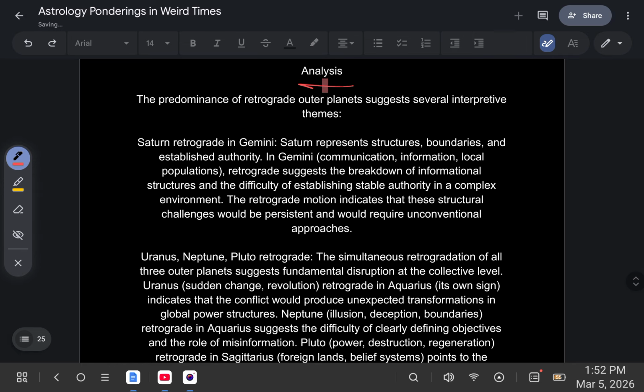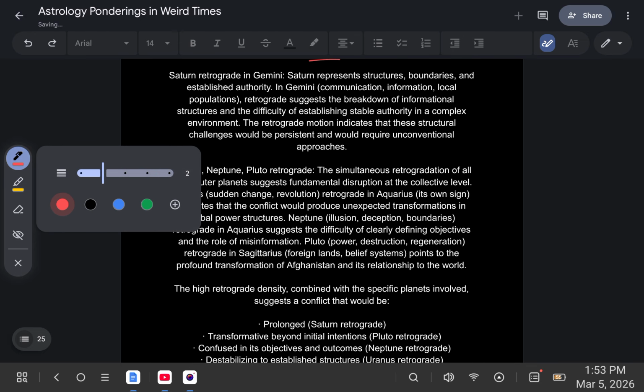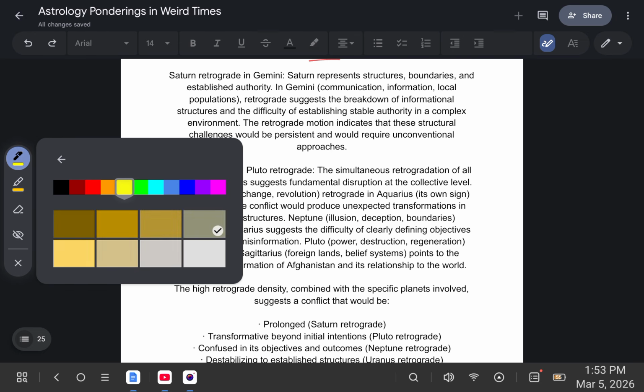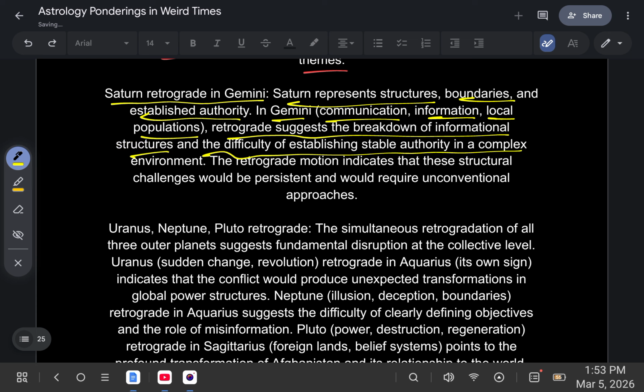Now in our analysis, the predominance of retrograde outer planets suggests several interpretive themes. We dissect this. So Saturn retrograde in Gemini. Saturn represents structures, boundaries, and established authority. In Gemini, communication, information, local populations. Retrograde suggests the breakdown of informational structures and the difficulty of establishing stable authority in a complex environment. The retrograde motion indicates that these structural challenges will be persistent and will require unconventional approaches.